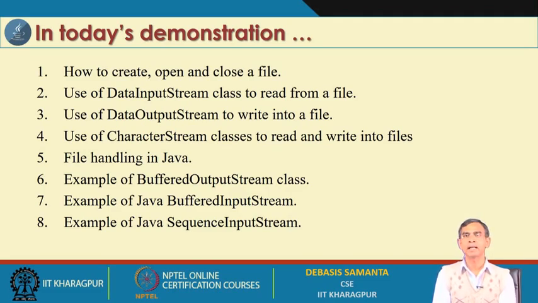So, a file is basically secondary storage, right. We can store some data in a permanent, non volatile way in the secondary storage space. So, how we can create a file in such a secondary storage, and also how we can open, how we can copy, how we can merge, so many other things are there. And a few advanced classes, called buffered input stream and sequence input stream, to make our programming easy, we will discuss in this demo.